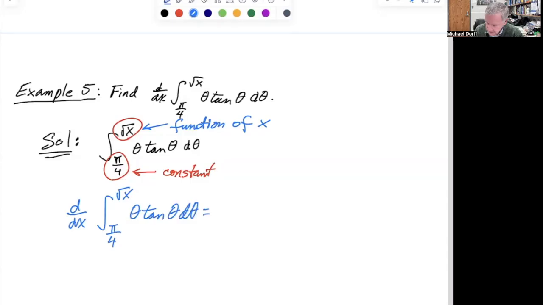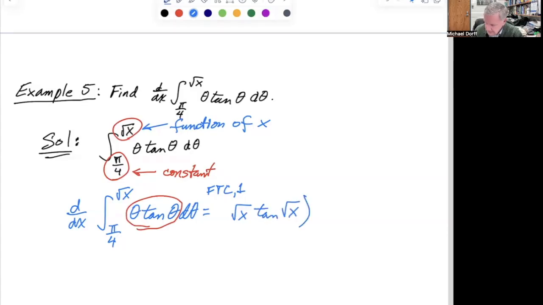Okay, and so by the fundamental theorem of calculus, part 1, I'm going to replace every theta with x in this function here. The d theta just tells me that I'm integrating with respect to theta, so theta is my variable in the integral sign. But I'm looking at the red part, that's what's important. So when I do that, replacing the thetas with square root of x, I get square root of x tan square root of x, all right?